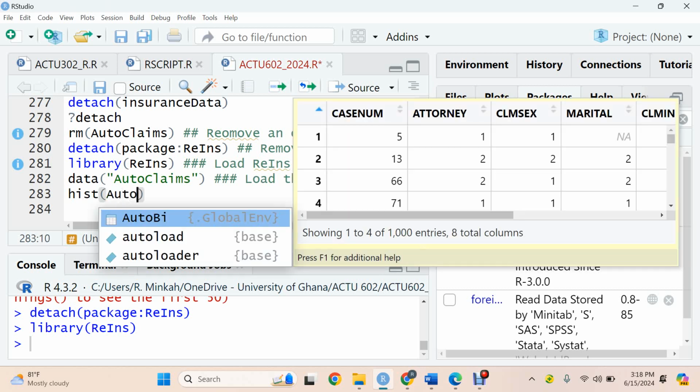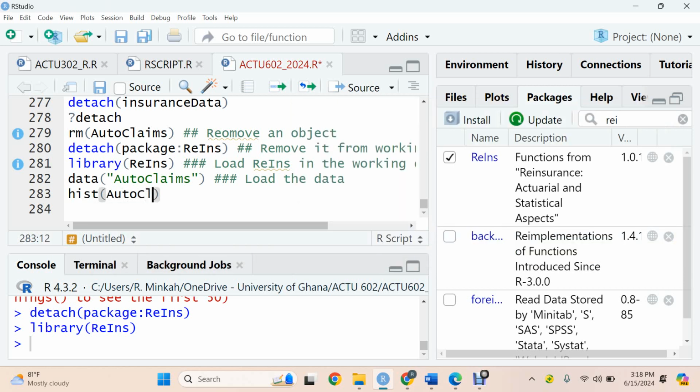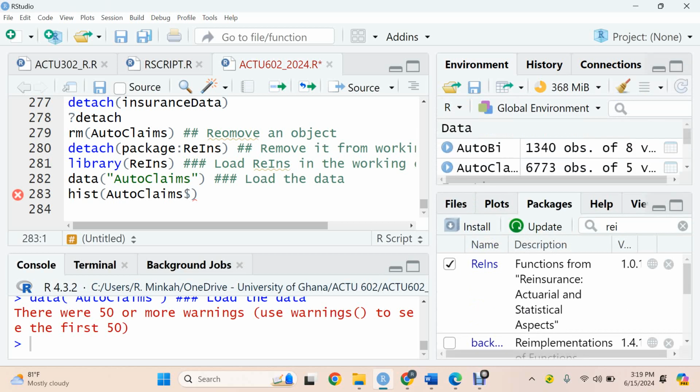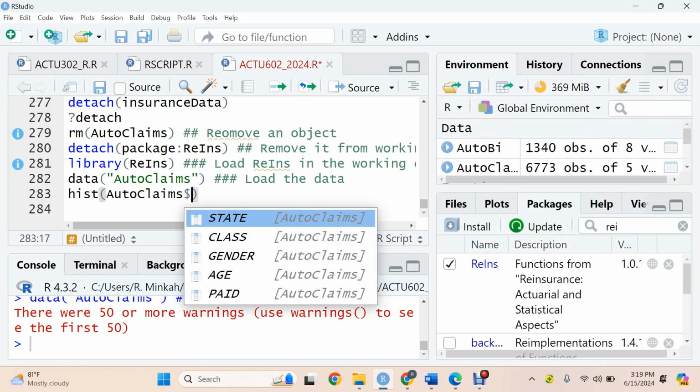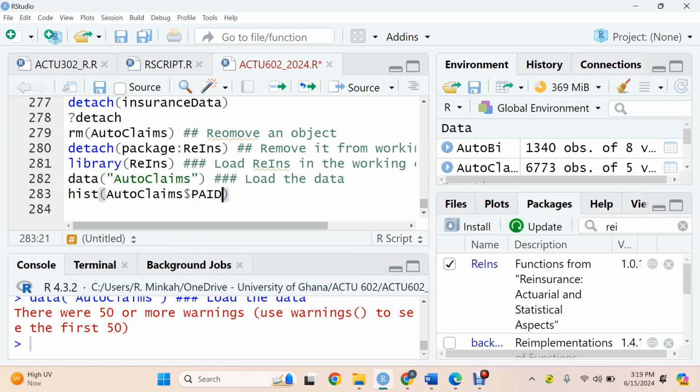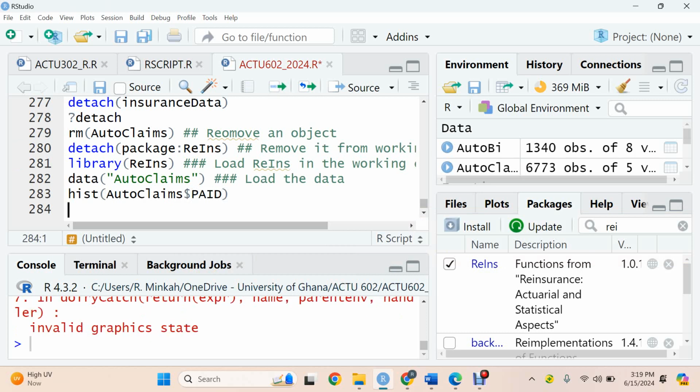Usually don't type all together. Once you, why is it not coming? Okay, let me see. There were warnings. I must first check whether it is here. It's there, so why am I not getting it? Auto claims. Good, okay, now it's working. So what we were using was what? Paid, right? Paid, okay. So I can get a histogram of paid and look at how it behaves.